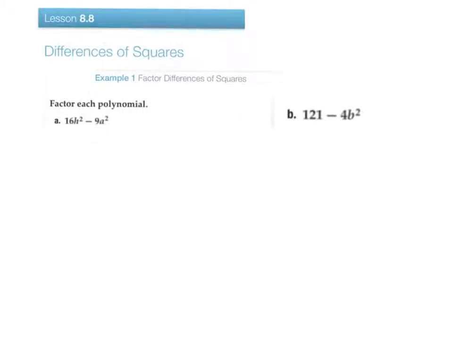Okay, to do difference of squares, you have to have a few things. One, you have to have a subtraction sign. And you have to have what's called perfect squares. So you need to know your perfect squares.